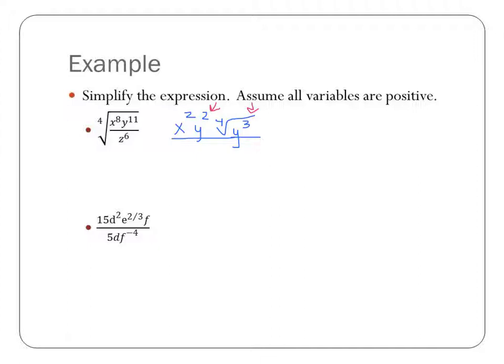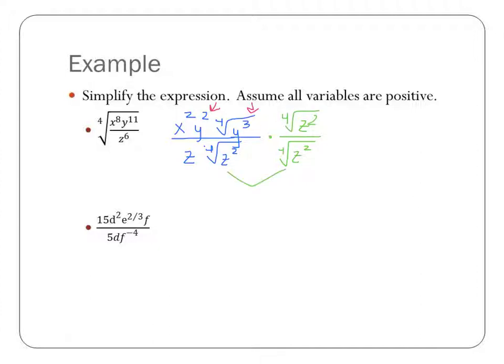Now on the bottom, we're going to have one group of 4 that's going to come out. So there's my one group of 4. And then we have 2 left that are going to stay inside. Okay, now you cannot have a 4th root on the bottom. And so we are going to need to rationalize, and we're going to rationalize by the fourth root of z squared, because that's going to make a z to the fourth.